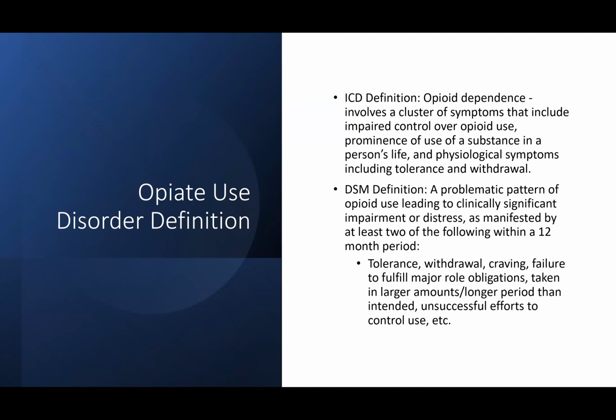And then the definition of opioid use disorder, I won't get too bogged down in this, but essentially, a problematic pattern of opiate use leading to impairment and distress manifested by 2 of 11 symptoms or criteria within a 12-month period, including physiologic symptoms like tolerance, withdrawal, craving, and then social symptoms like taking extra time to acquire the drug or going out of your way to acquire the drug, failure to fulfill major role obligations because of the drug, et cetera.